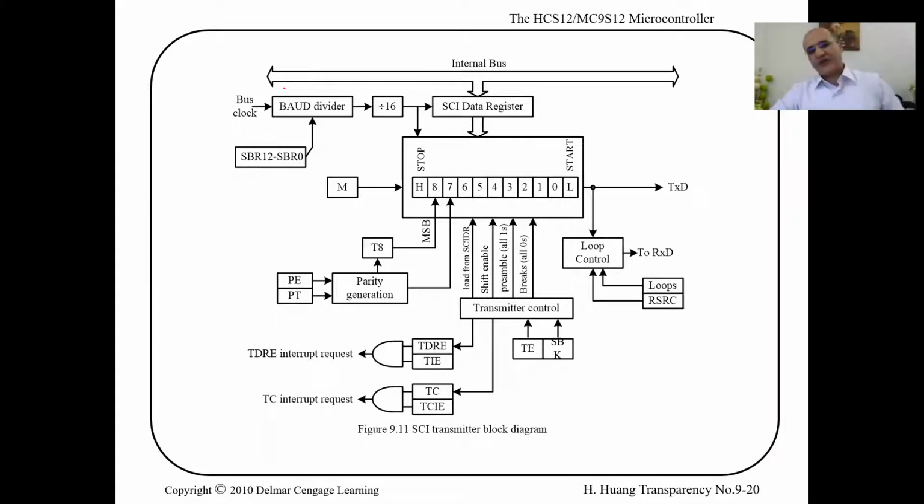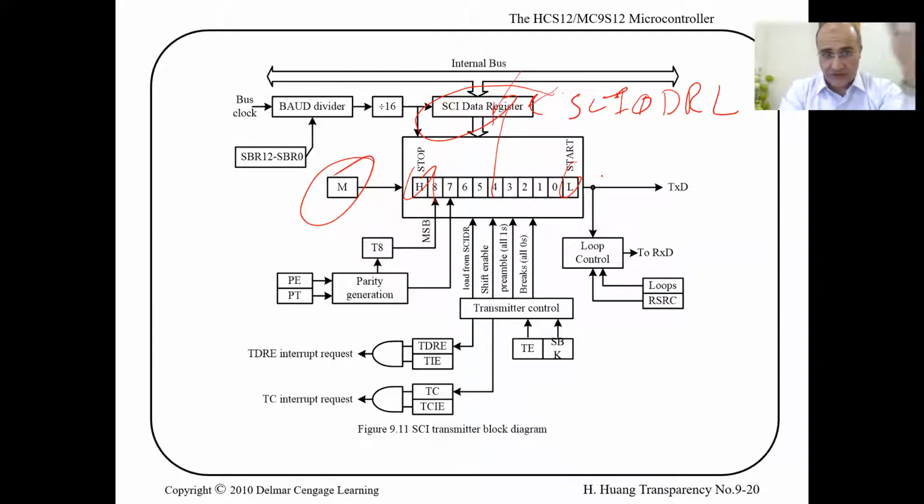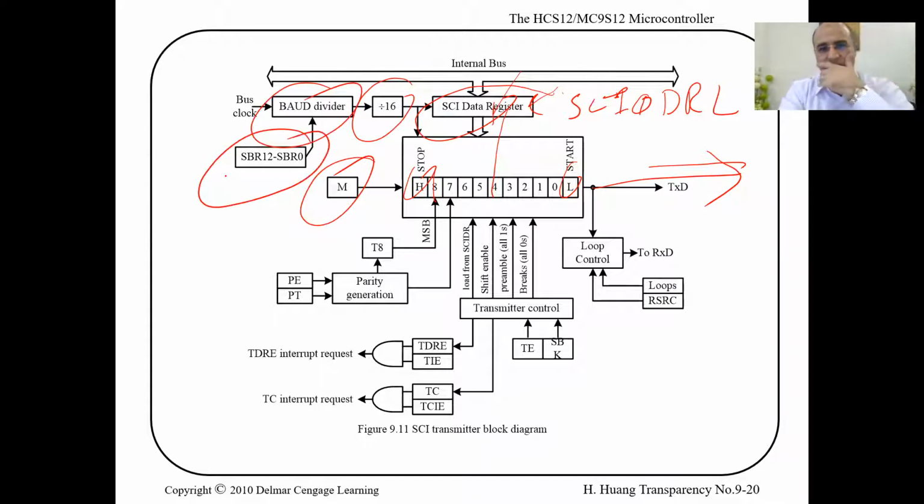And this is how it works. And this is internal logic. So this is your data register. You write your byte here. This is called SCI 0 data register low for 8-bit. We write to it. Then the hardware will take over. It will take it to the shift register, add the start bit, add the stop bit, the parity bit if needed. This is controlled by the M bit, how many bits, 8, 9, whatever, and start shifting out at the baud rate that we computed using the SBR registers. And you can get interrupts on the things you want.